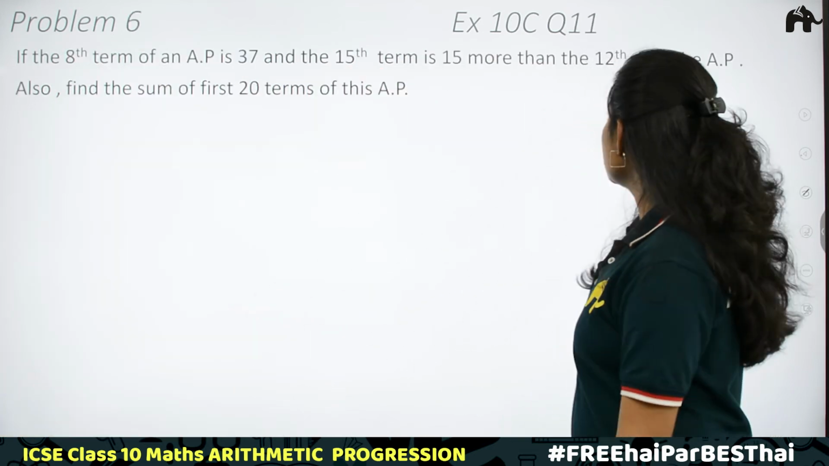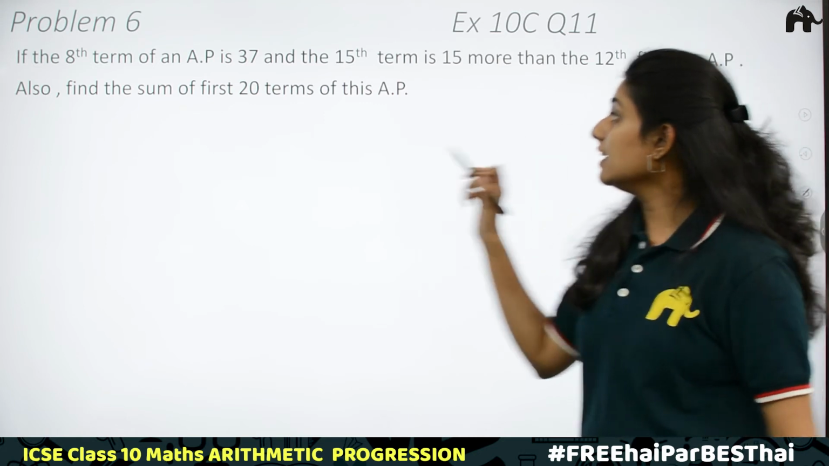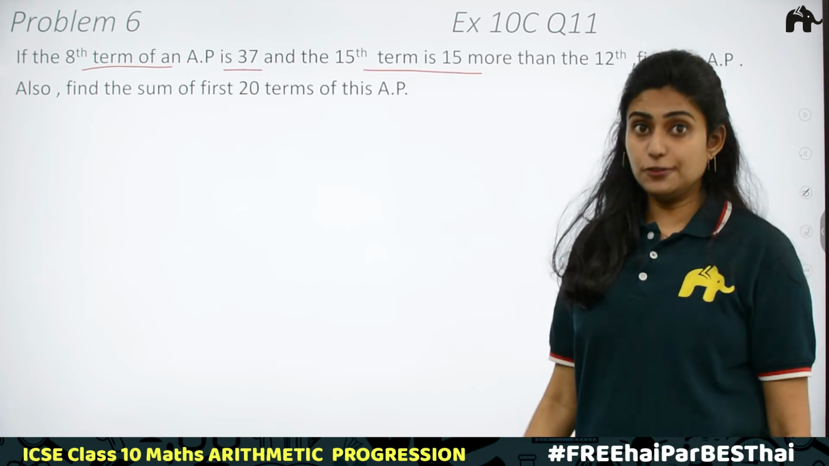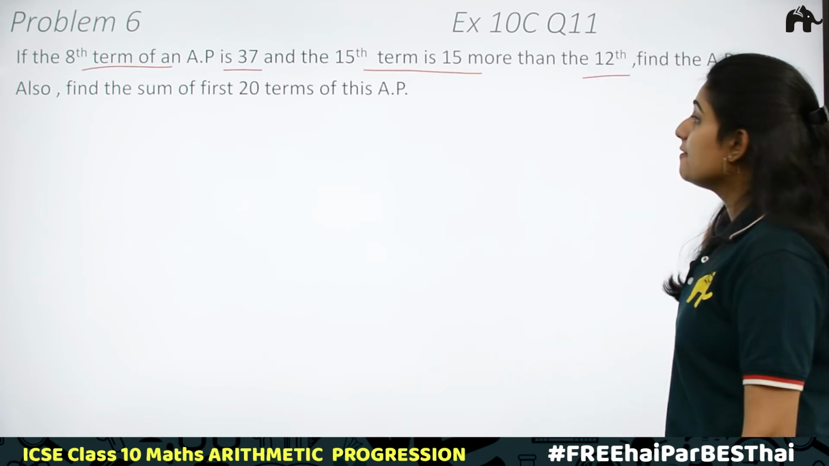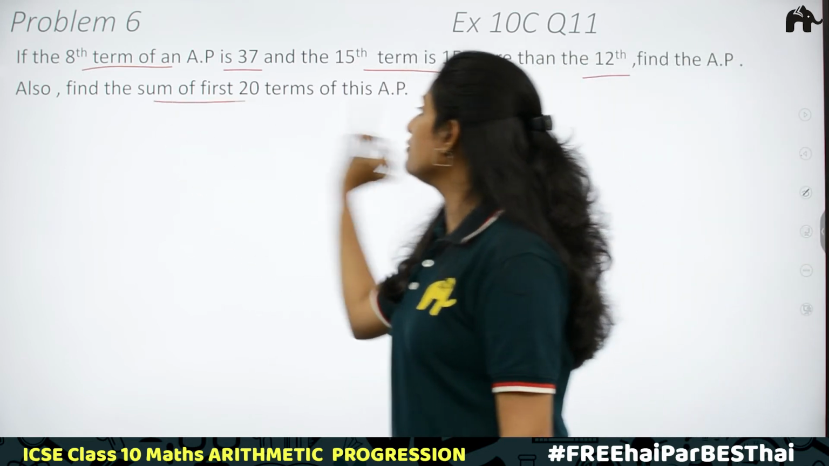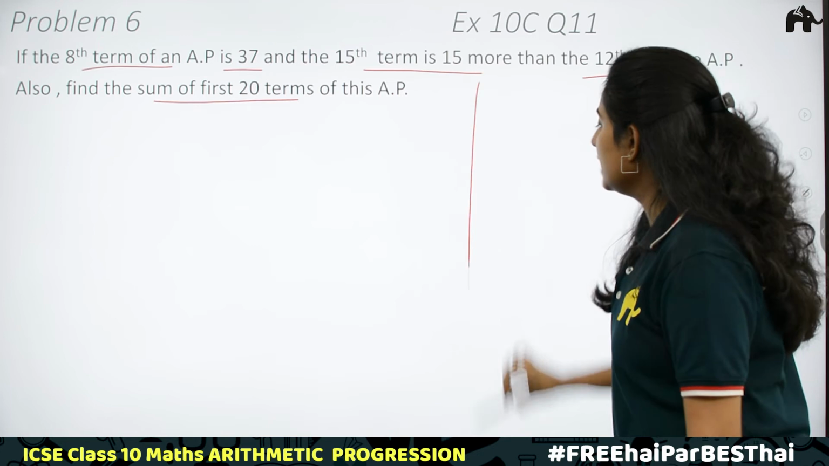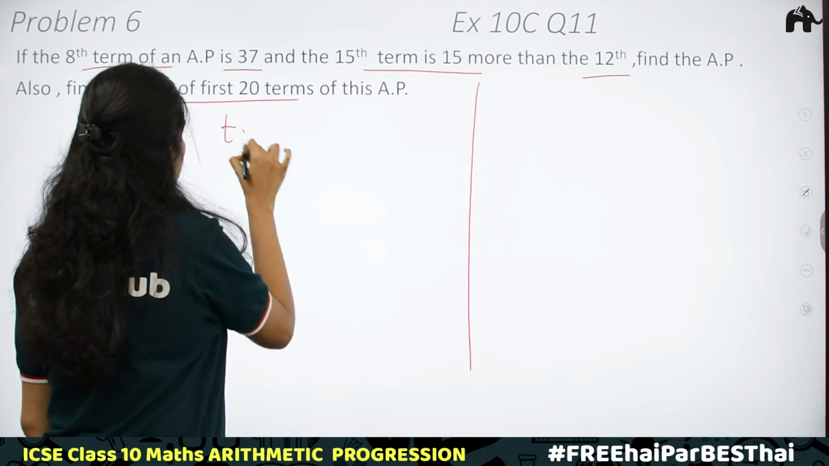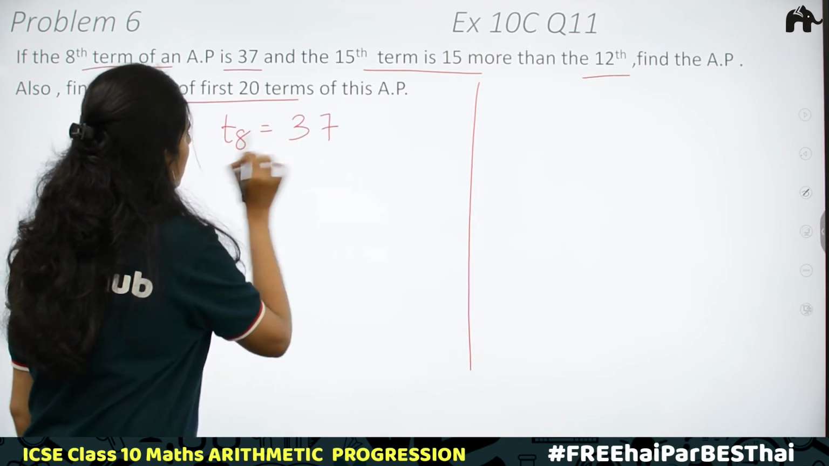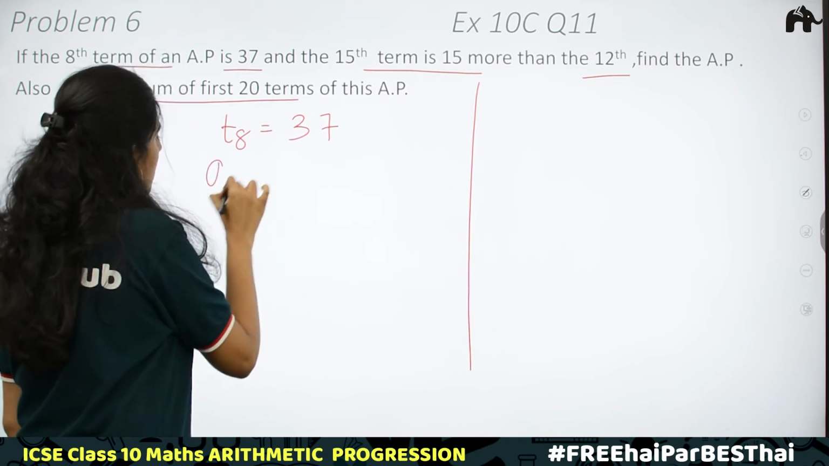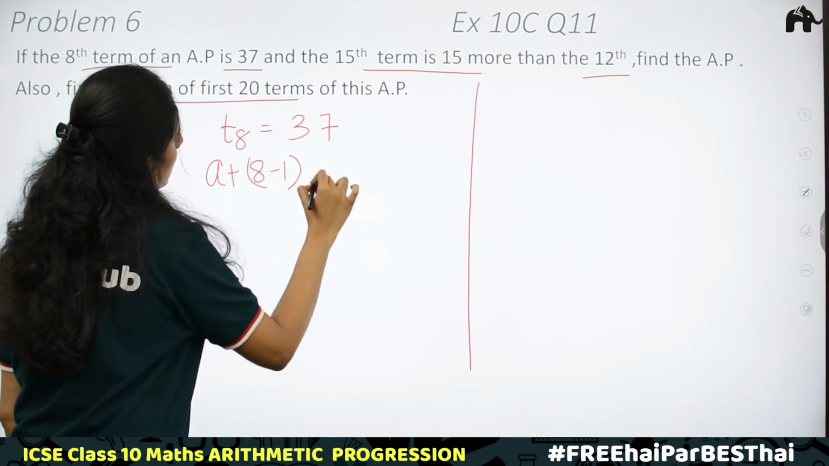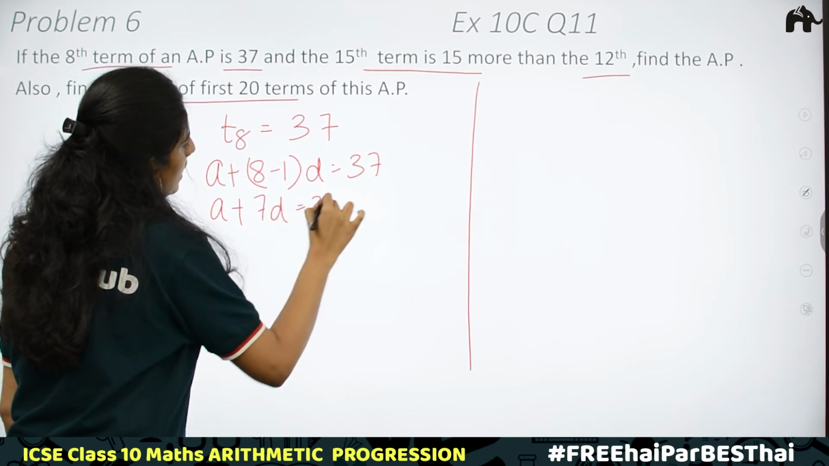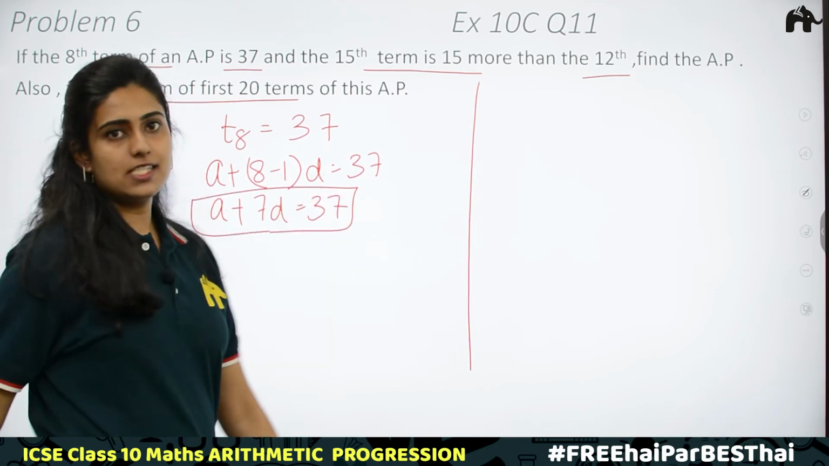Clear? Next, problem 6, question 11 of exercise 10C. If the 8th term of an AP is 37 and the 15th term is 15 more than its 12th term, find the AP. Also find the sum of the first 20 terms of this AP. Given that the 8th term of the AP is 37, T8 is equal to 37. How can we write T8, the 8th term? a plus (8 minus 1) into d is equal to 37, or a plus 7d is equal to 37.